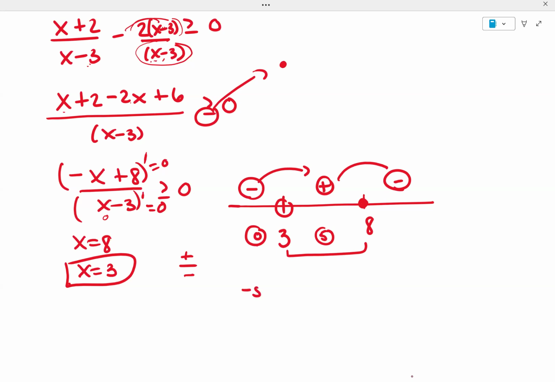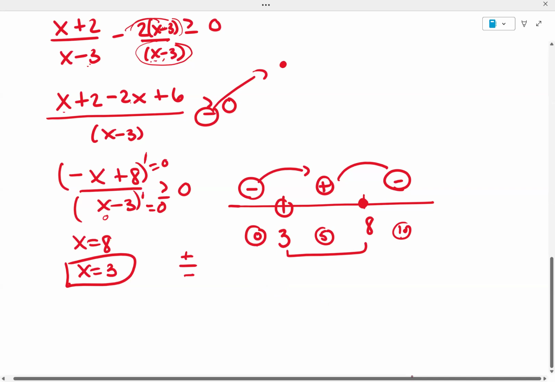Substitute this in, and you'll get -5 plus 8 over 5 minus 3. Well, that's 3 over 2, which is a positive. If you're unsure, pick 10. You don't have to do the shortcut. Pick 10, put it in for x. You'll get -10 plus 8 over 10 minus 3, which is -2 over 7, which is a negative.